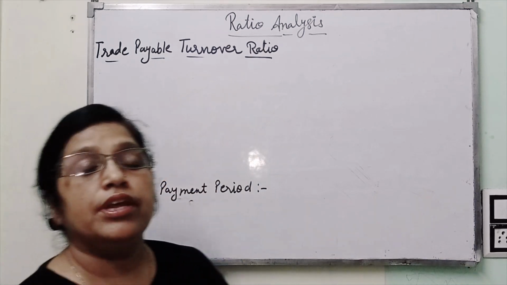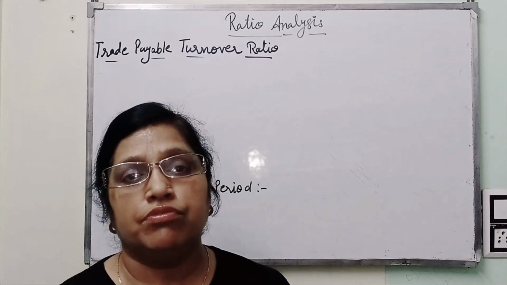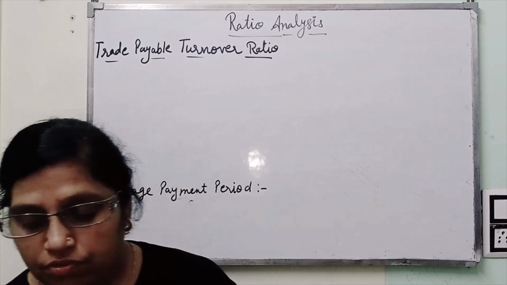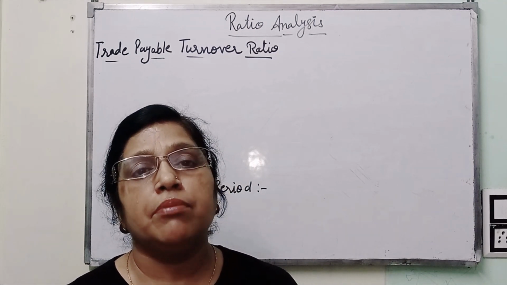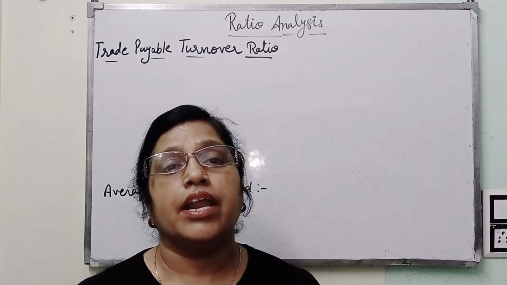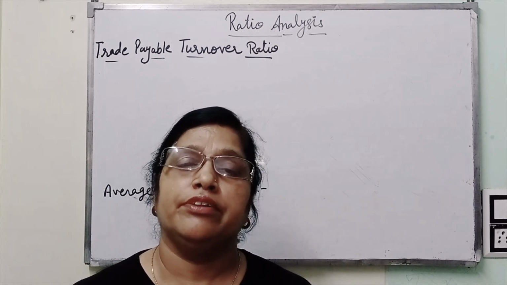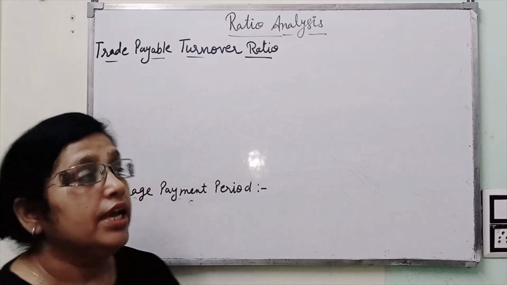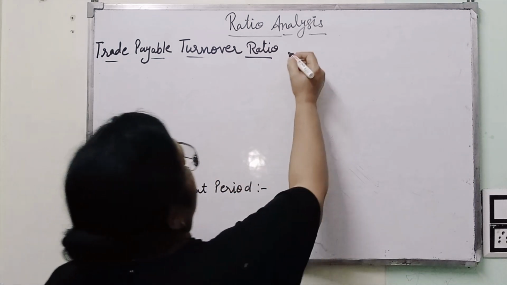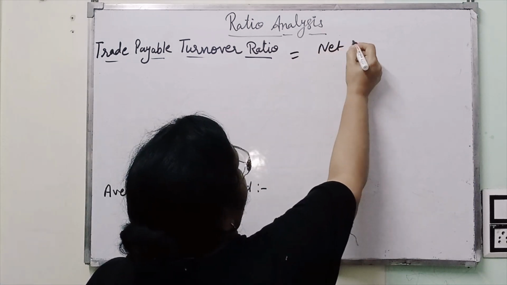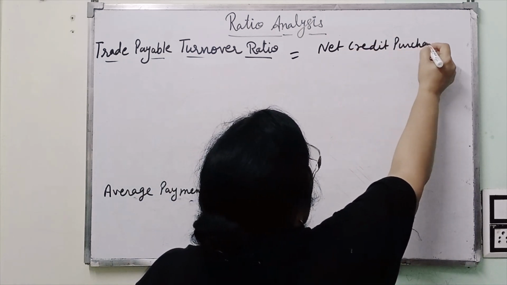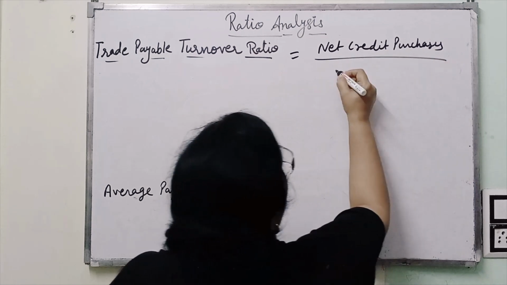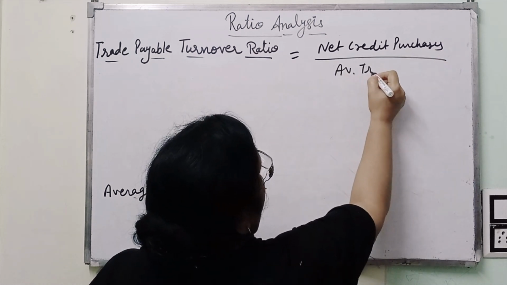First of all, I want to tell you the meaning of trade payables turnover ratio. Trade payable turnover ratio means the amount which the firm has to pay against credit purchases of goods or services. It shows the relationship between net credit purchases upon average trade payables.